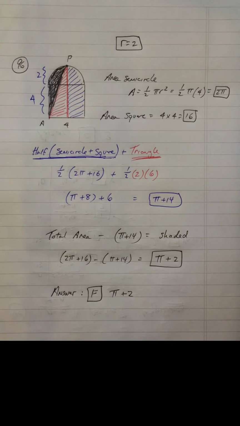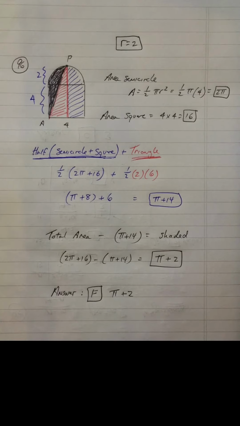To solve this problem, let's first find the total area. The area of the semicircle is half of a circle, a half pi r squared. So it works out to be a half times pi times 4, which is 2 pi. The radius is 2 because the side of the square is 4, and the diameter of the circle is 4. The radius is half the diameter. The area of the square is 4 times 4 because the side length is 4, which is 16.